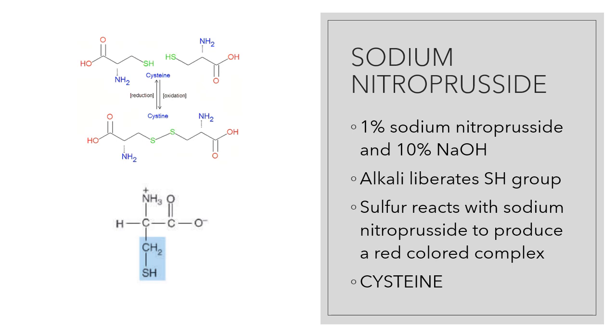Note that in cysteine you need the thiol group, which will give a positive test for sodium nitroprusside. You should have an SH here. Methionine also has an SH, as I said, but it is relatively difficult to break. So that is the sodium nitroprusside test.